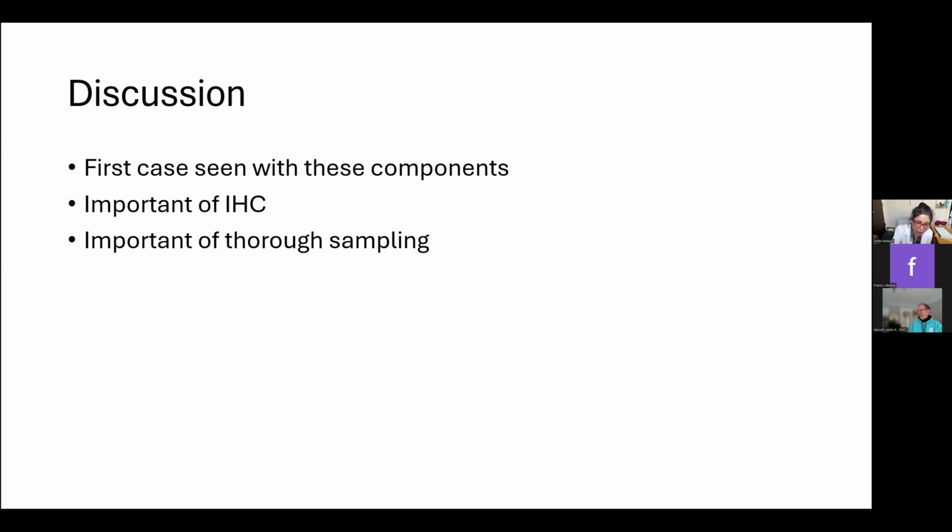Okay. So this was a case of a mature cystic teratoma that had some thyroid elements and also what looked like lymphoid hyperplasia. So that was what the discussion was about.